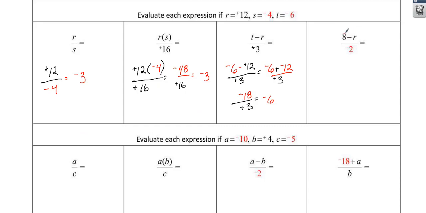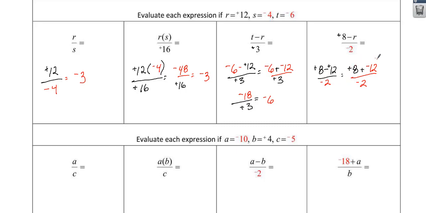And then finally, 8 minus R divided by -2. So I've got 8, now that's a positive 8, minus R, which is positive 12, all of that divided by -2. I'm going to turn this into an addition problem. So I'm going to have positive 8 plus the opposite of positive 12 is -12, all of that divided by -2.